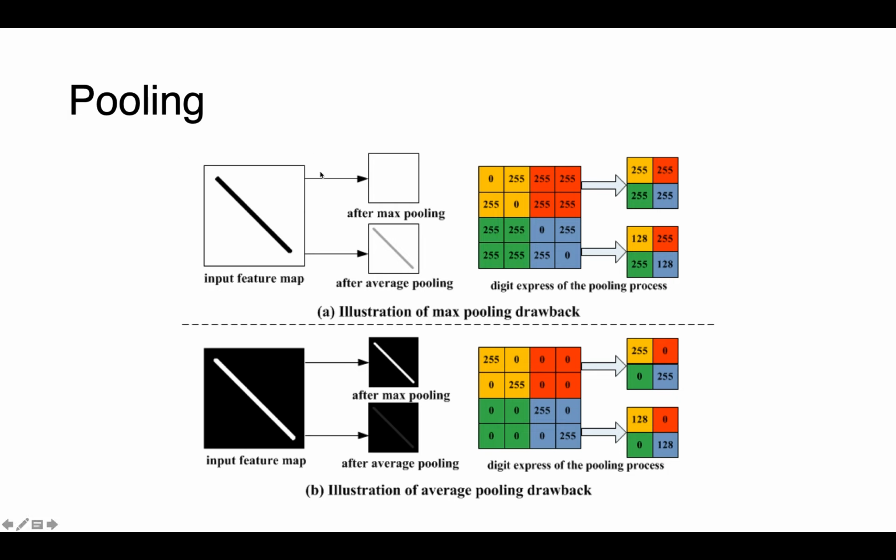So for example, your feature map is like this. It depends on whether you want to capture this feature. If you use max pooling, you cannot get this feature because there are a lot of zeros in the image. But with average pooling, it can retain this. But if your feature map looks like this, max pooling can nicely retain this information, but average pooling kind of makes it vanish.